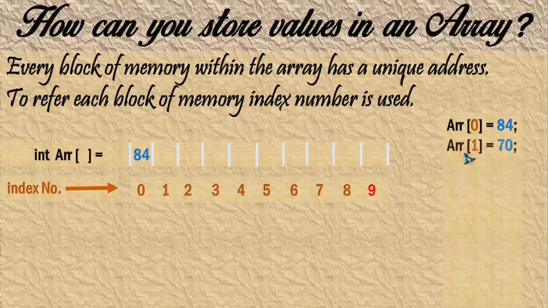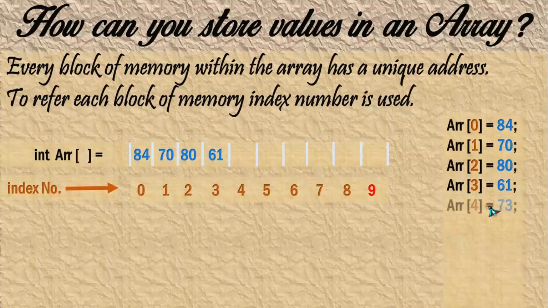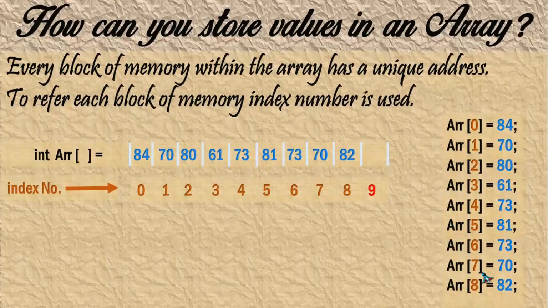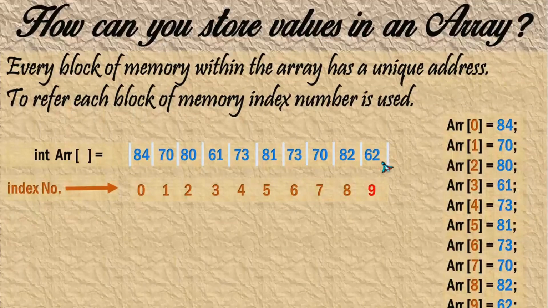Same like that, if I give ARR of 1 and then 70 is the value, 70 will get stored like this. So all other values I just store. So at last, the 9th index, that is the 10th memory allocation, 62 is stored. Even this address, that is the index number, can also be used to retrieve the data from that block.